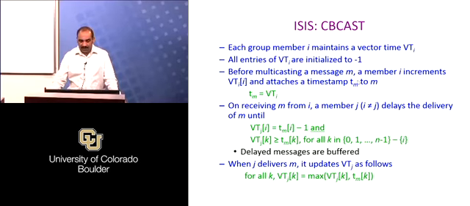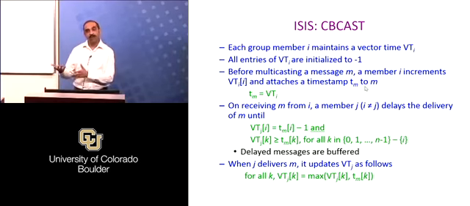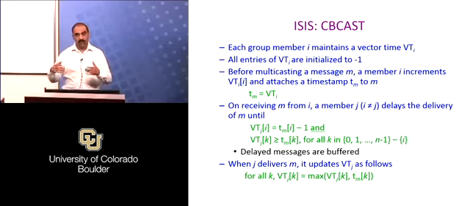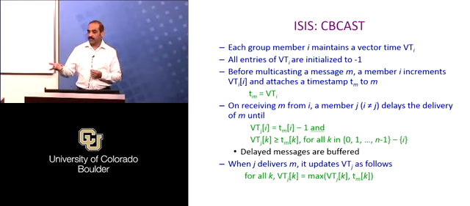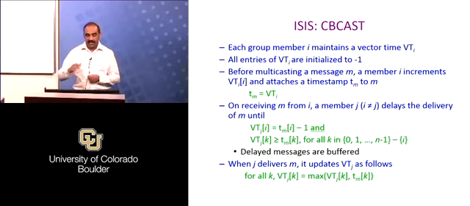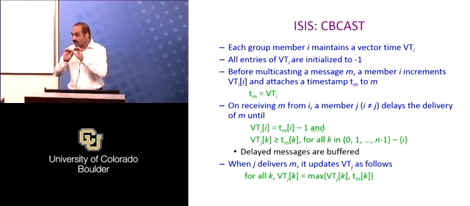Now, before multicasting a message M, a member I increments this and attaches the timestamp to M. So that's basically the same as what we were doing in the case of vector clocks. Whenever you want to send a message, you increment your counter, the ith counter of your vector time VT, and then you attach the entire timestamp. So you are attaching the entire vector to this message. That becomes the timestamp of the message.